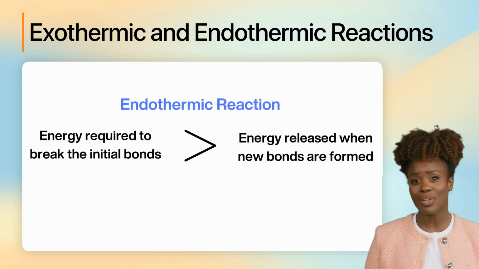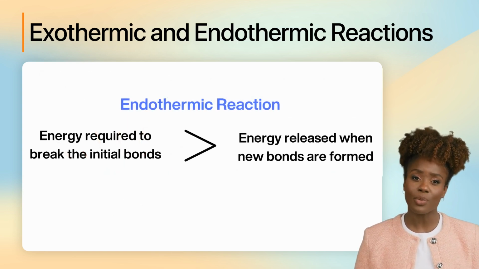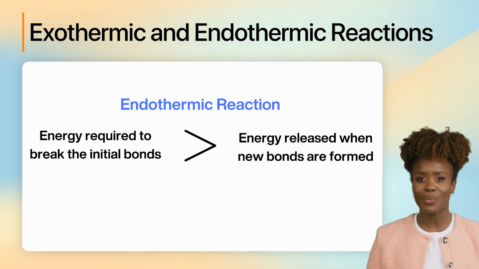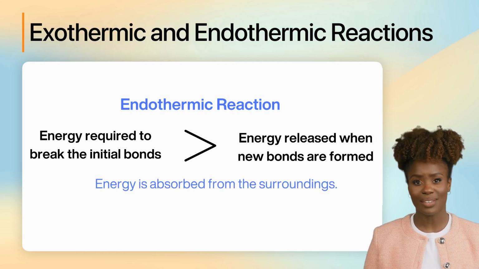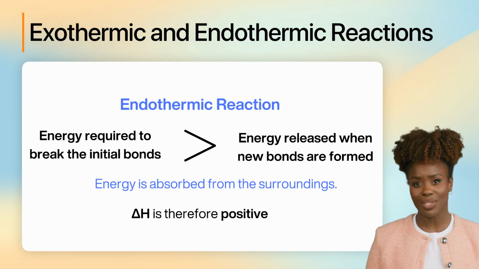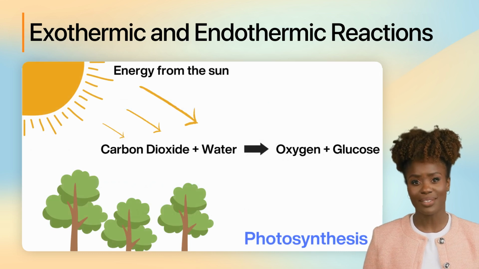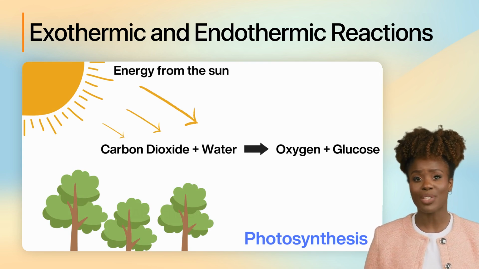In an endothermic reaction, more energy is required to break the initial bonds than is released when new bonds are formed. Therefore, energy is absorbed from the surroundings, making the entropy change positive. A prime example is the process of photosynthesis in plants, where energy from sunlight is absorbed to break the bonds in carbon dioxide and water, forming glucose and oxygen.